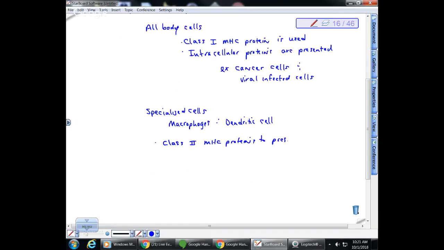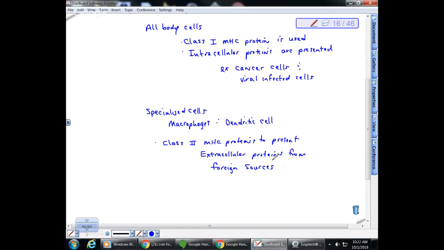to present extracellular proteins from foreign sources. So the macrophage can go in and eat a bacteria, digest it, and then take a little piece of it and present it on its surface. Then it would dock to a T cell and the T cell would analyze it, like a helper T cell. And then the helper T cell would send out a signal that would initiate the cytotoxic T cells to come and attack those foreign cells.